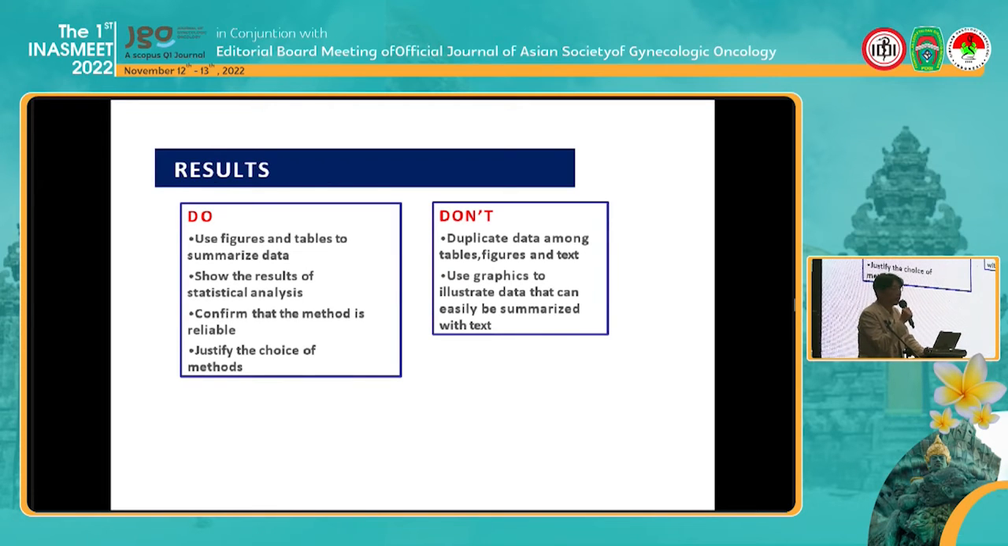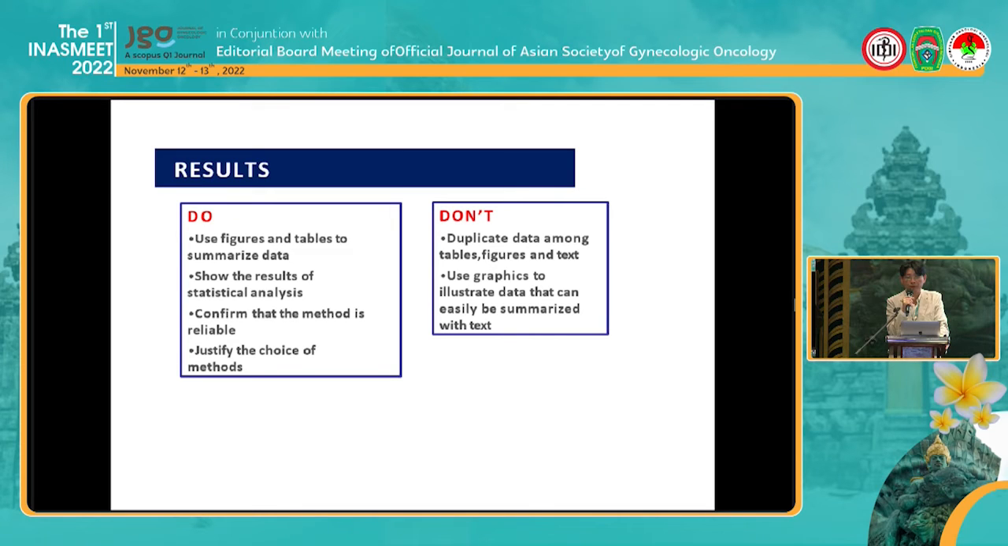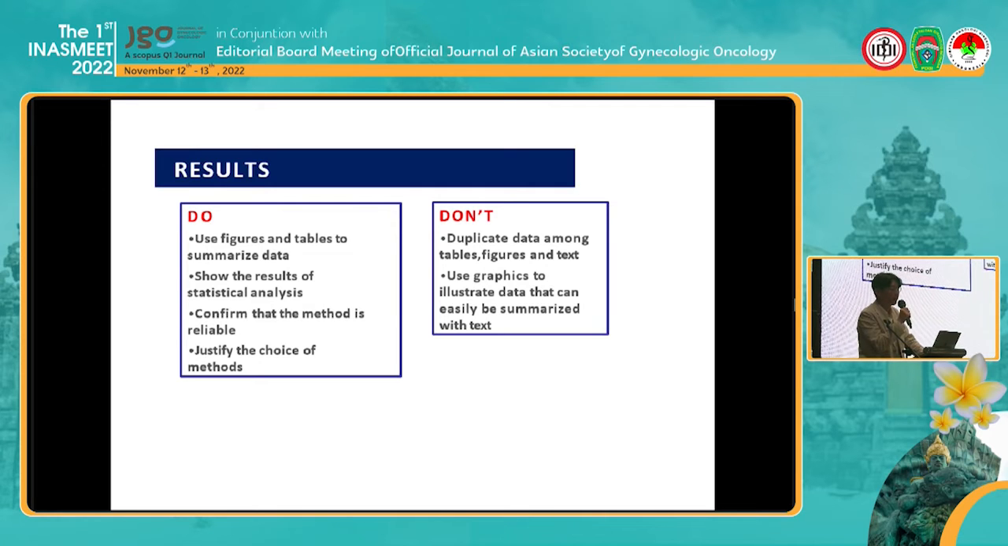And next is the result section. For good writing of the result section, it is better to use figures and tables to summarize data, to show the results of statistical analysis, to confirm the method is reliable, and to justify the choice of the method. It should be avoided to duplicate data among tables, figures, and text. It is also best to avoid using graphics to illustrate data that can easily be summarized with text.